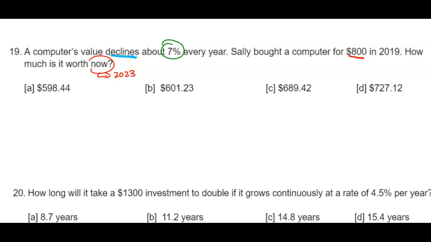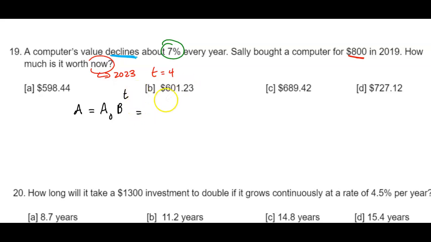So if I'm going from 2019 to 2023, that must mean that T has to be 4. So if I set up my standard decay equation, which is final value equals initial value times your growth factor, or decay factor in this case, raised to the t. Remember, if we're declining 7%, we want to subtract 7% from 100%. The other way of saying that is I want to take 0.07 and subtract it from 1.